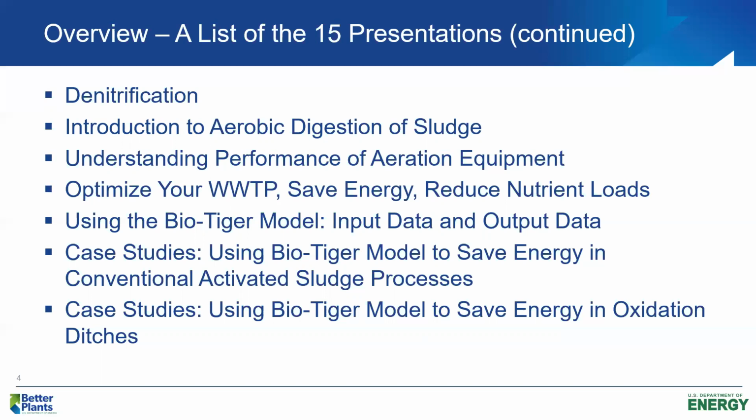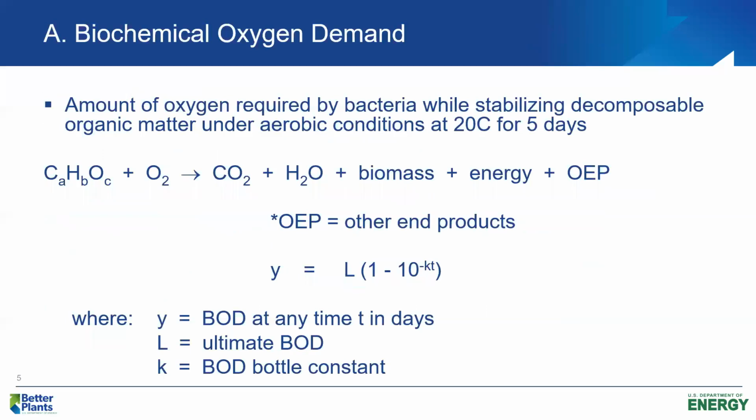Then we'll talk a little bit about the BioTiger model and how you use it in the measured environment. And then we'll look at actually applying the model to evaluate and simulate activated sludge processes. We'll look at conventional activated sludge initially, and then we'll look at oxidation ditches, because there are a lot of oxidation ditches across the country, primarily used in small to medium-sized wastewater treatment plants. So those are the 15 presentations that we propose to do. So let's get into wastewater quality.